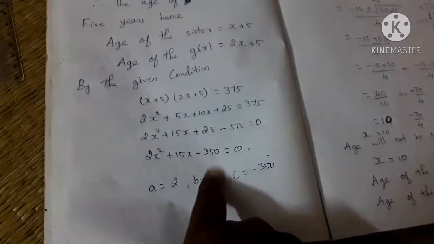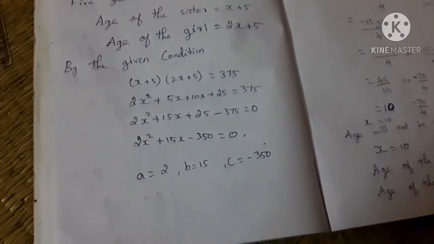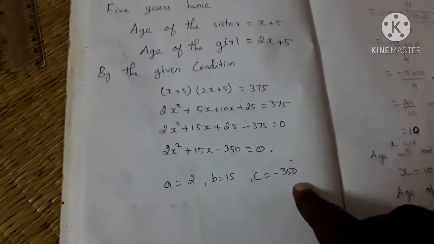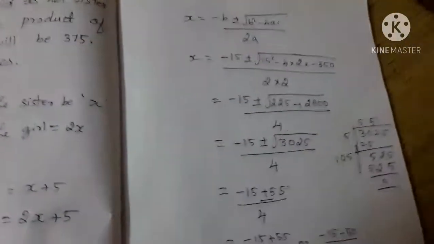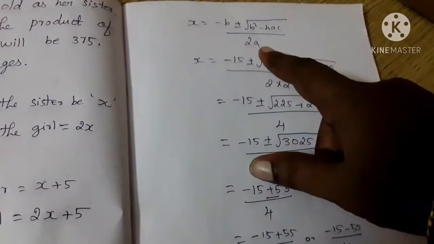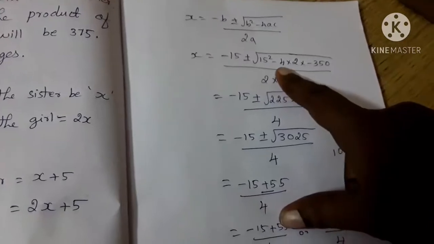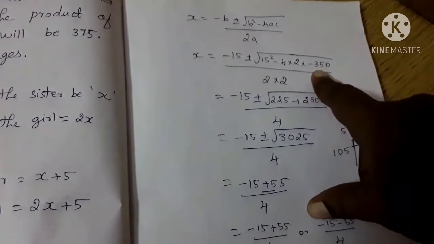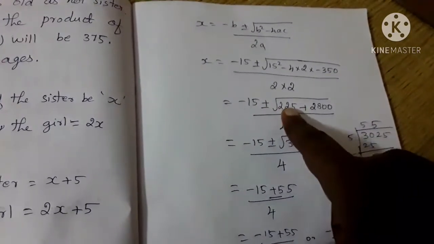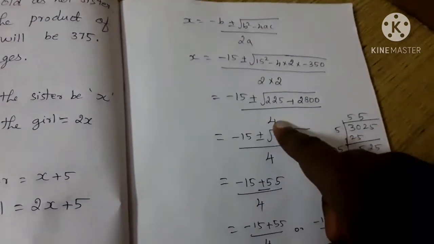Now this is also a big number, so instead of the factorization method, we use the formula method. So a is equal to 2, b is equal to 15, c is equal to minus 350. So x is equal to minus b plus or minus the square root of b squared minus 4ac, divided by 2a. So b is 15, and here 15 squared minus 4 into 2 into minus 350. So minus 15 plus or minus the root of 225 plus 2800, divided by 4.